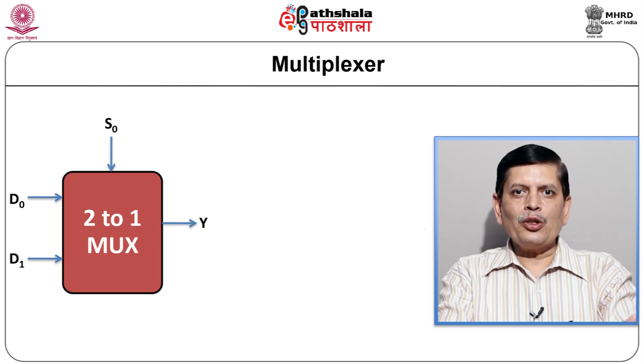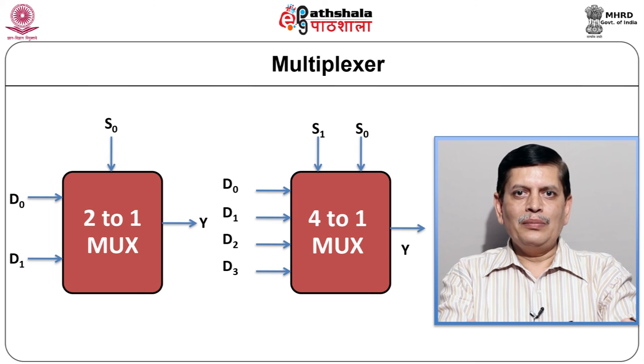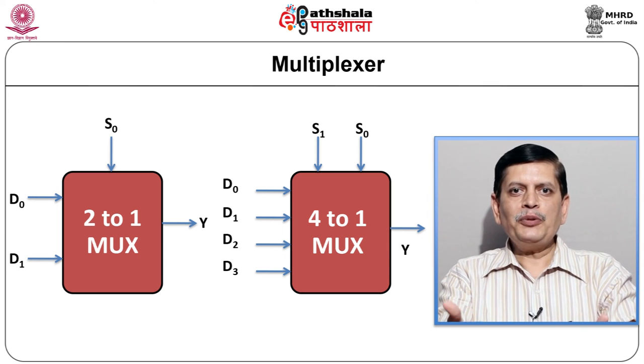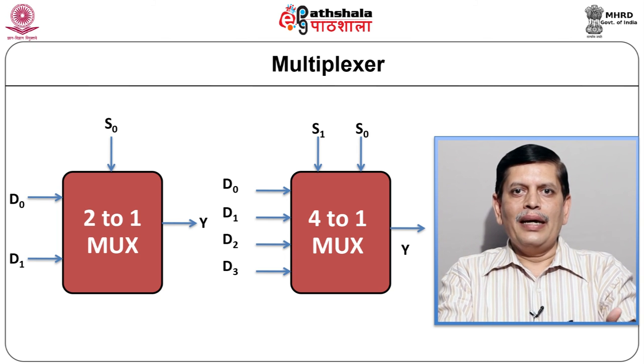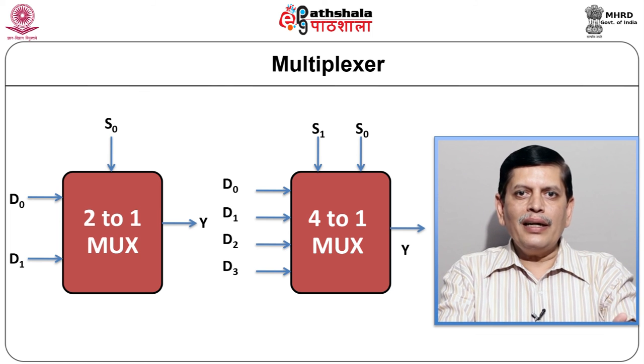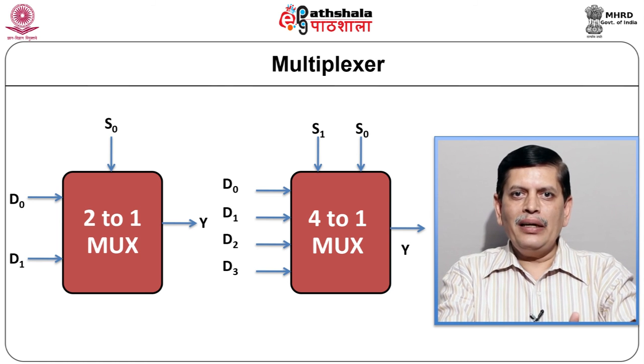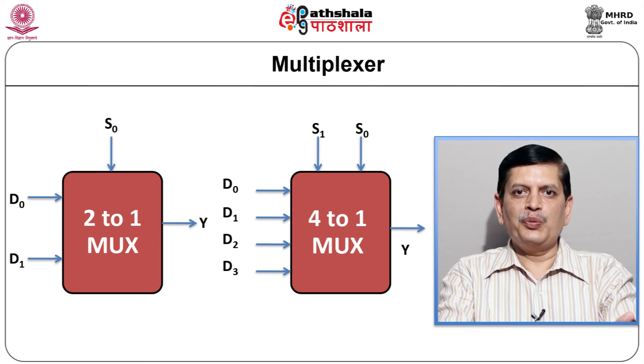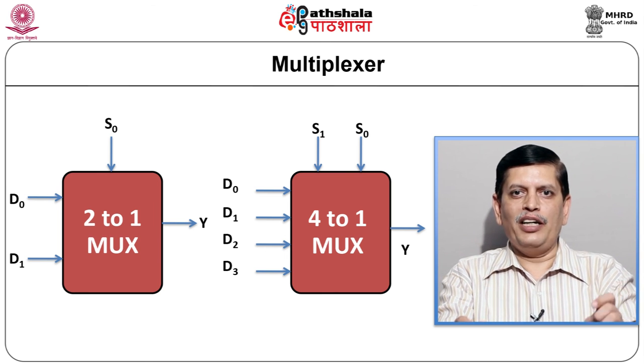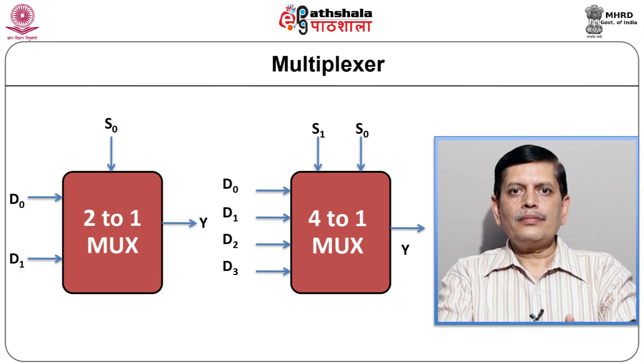Whereas, in case of 4 to 1 multiplexer, to accept 4 data inputs, namely D0, D1, D2 and D3, the number of select lines required are 2. These select lines are S0 and S1. Now, in this case, we are considering S1 as MSB and S0 as LSB. The select lines will route the proper data from input to the output.